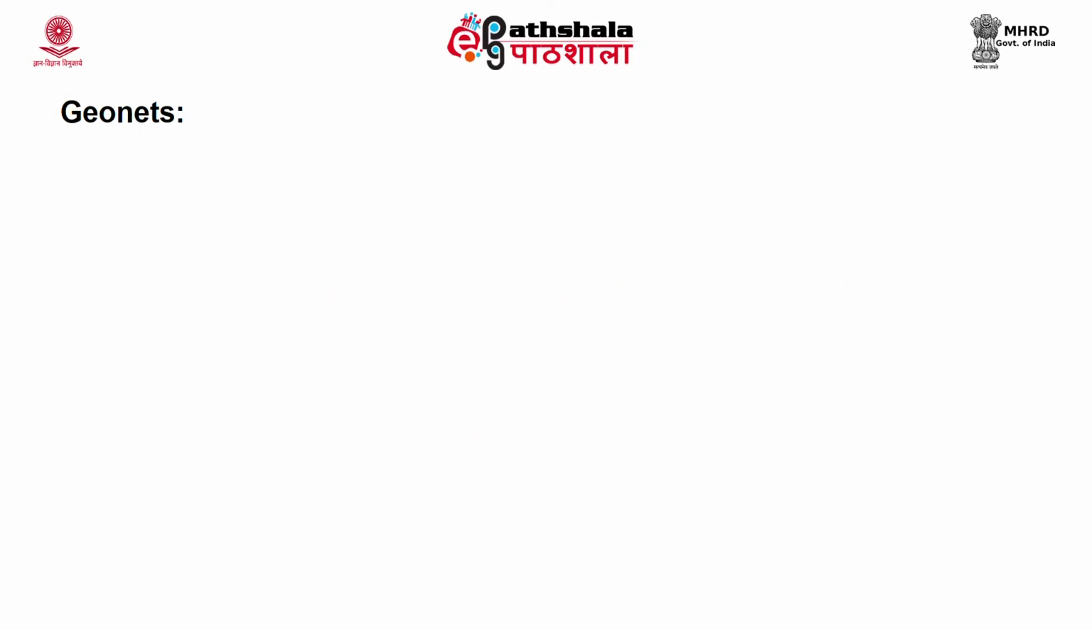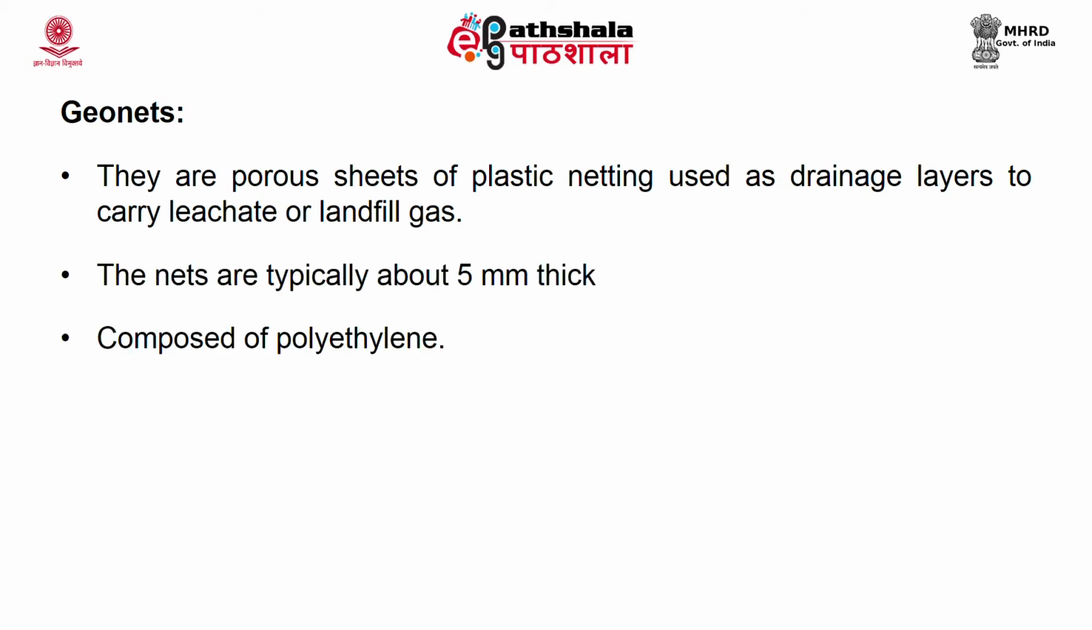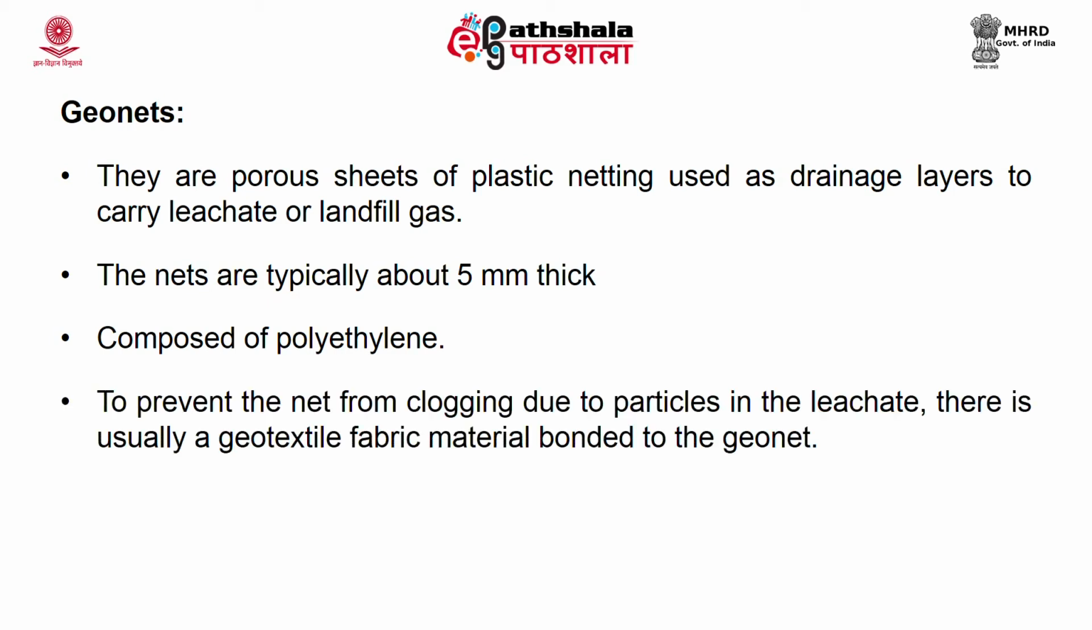The next type of liner material is geonet. Again, they are porous sheets of plastic netting. They are again used as drainage layer to carry leachate or landfill gas. Again they are not used as a liner material nor a protection material. The purpose of geonet is to carry the leachate and landfill gas. The thickness of this geonet will be in the range of 5 mm and it is made of polyethylene. The use of this geonet is to prevent clogging due to particles in the leachate, same as that of geotextile fabric.